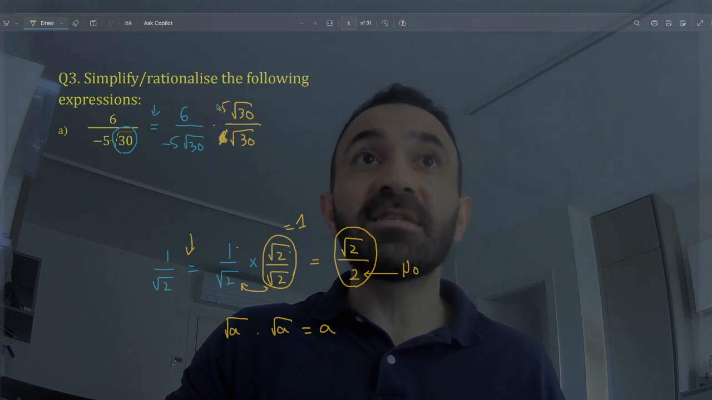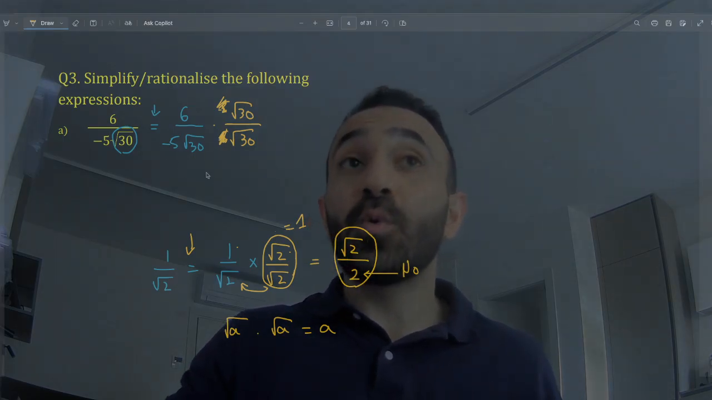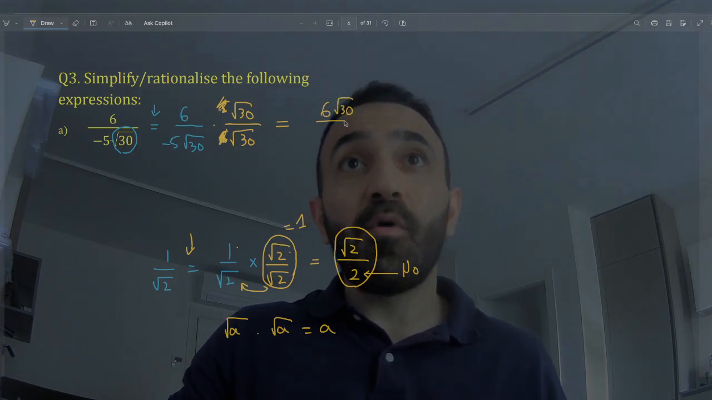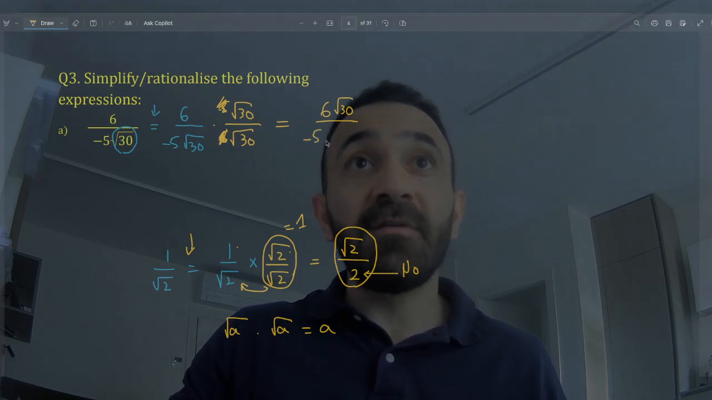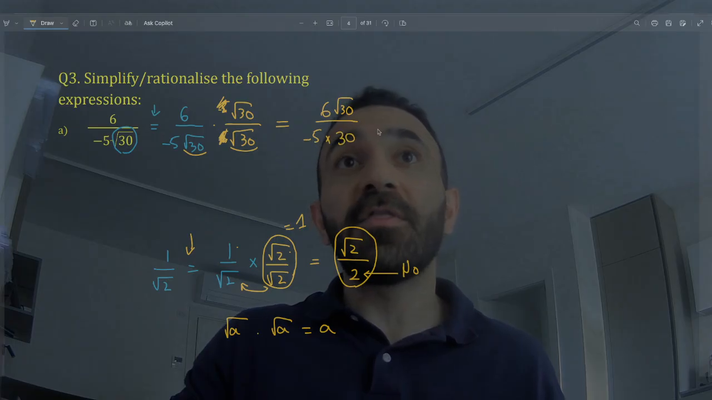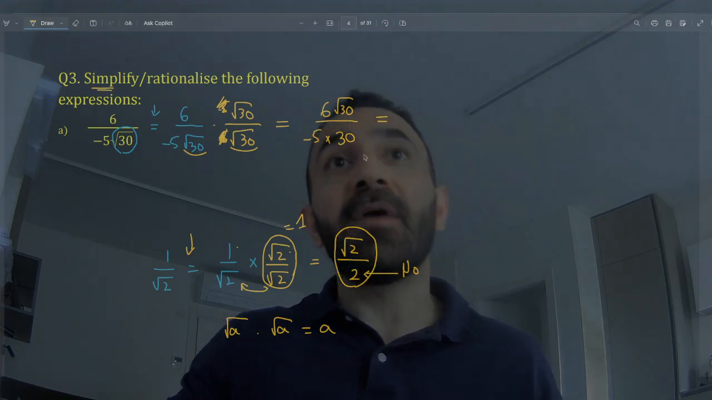Remember, minus 5 is not the problem here for me. So I just need to multiply by the square root of 30, which is a problem. 6 square root of 30 over minus 5 times, again, square root of 30 times the square root of 30 gives you 30. Now, am I done? No, because we also want to simplify.